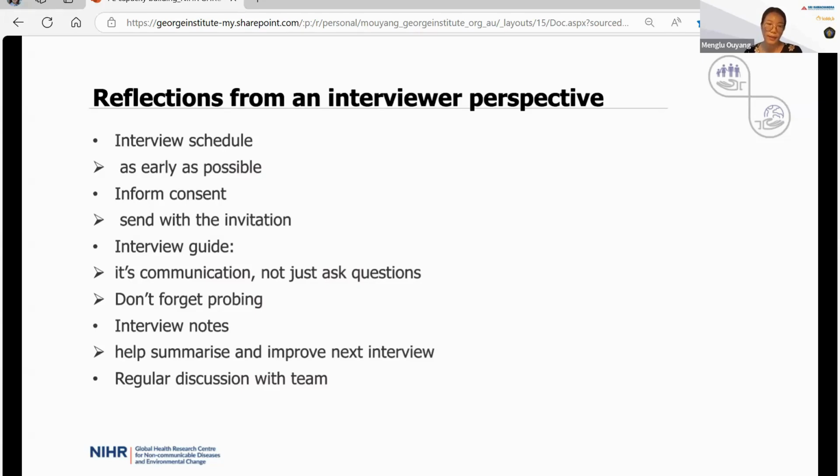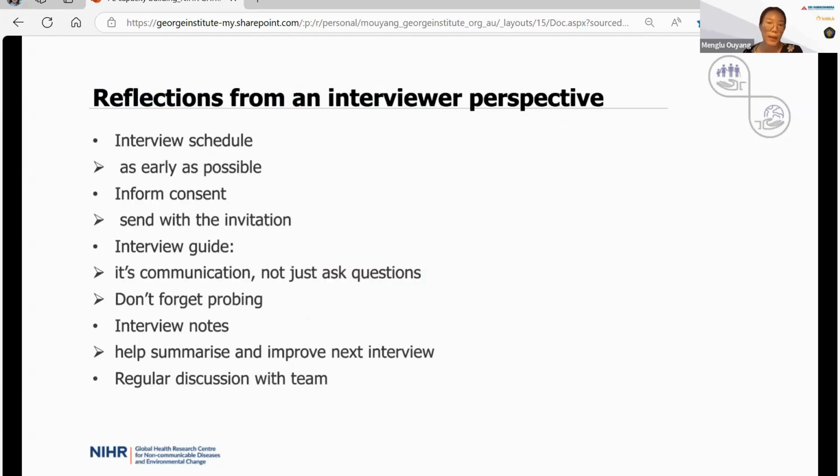And we also found that it is better to take interview notes while doing the interviews, to help summarize and improve the next interview. It's also recommended to have regular discussions with the study team about your interview notes, which can reflect timely and help you optimize the intervention implementation.